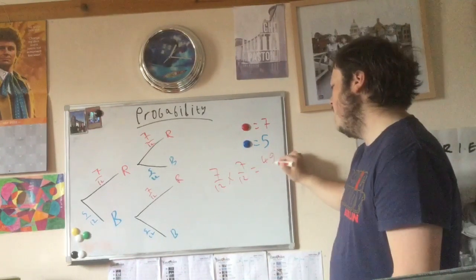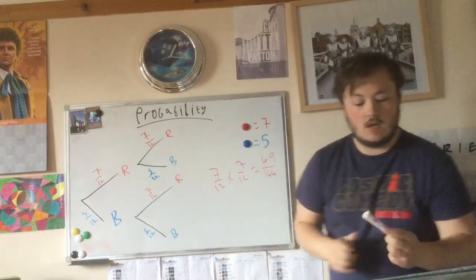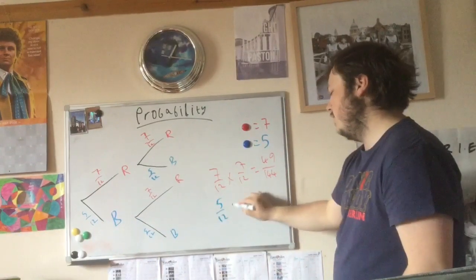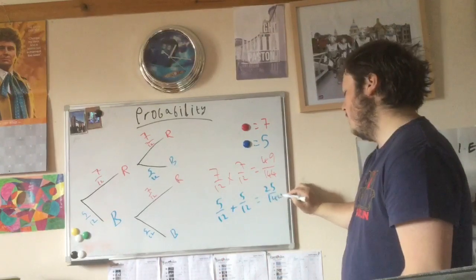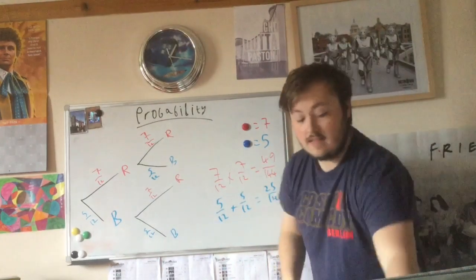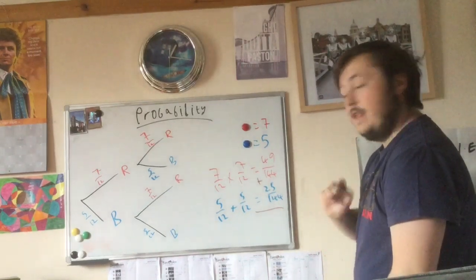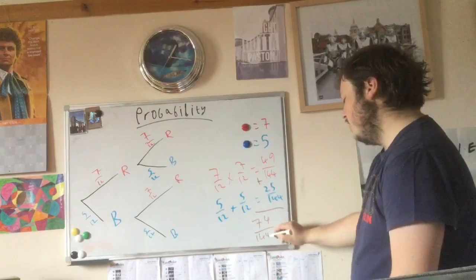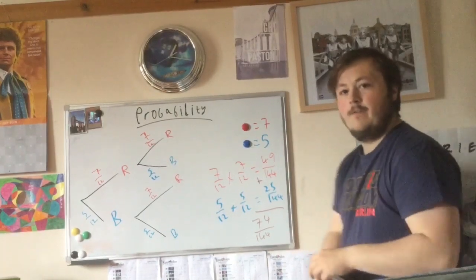That gets you 49 over 144. Now let's focus on the two blue beads. 5 over 12 times 5 over 12. That gets you 25 over 144. What do we do? We add them together. So let's add 49 over 144 plus 25 over 144. That will get you 74 over 144. Now, can this be simplified?